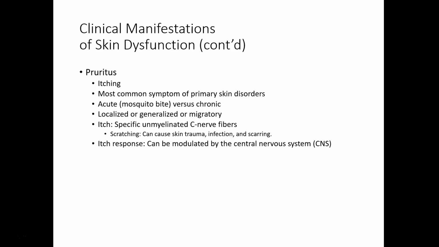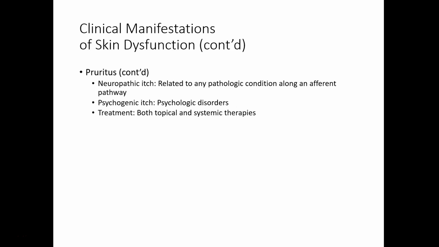What's causing the itch? There's a specific unmyelinated C nerve fiber that's being irritated. Oftentimes scratching provides at least some psychological relief, if not actual relief. But the problem is you can get skin trauma, infection, and scarring from it. Now, how do you mitigate that and treat that? You can modulate the central nervous system, and if you can block that C nerve fiber either through topical medications or systemic medications, you can help to regulate that itch response.